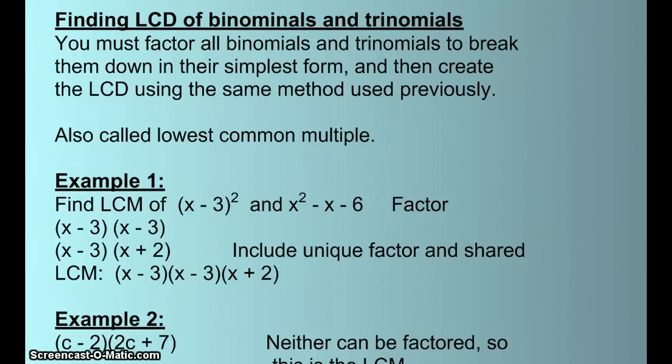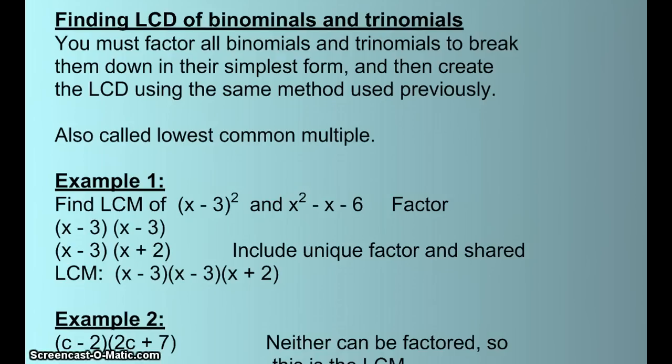So in example 1, we want to find the lowest common multiple of x minus 3 squared and x squared minus x minus 6. In order to do that, you have to factor that trinomial, x squared minus x minus 6. And by looking at that, you know that that's x minus 3 times x plus 2. So you can see what they have in common is the x minus 3. So you're going to include that once in the lowest common multiple. And then the two factors that are unique are x minus 3 and x plus 2. So the resulting lowest common multiple is x minus 3 times x minus 3 times x plus 2.